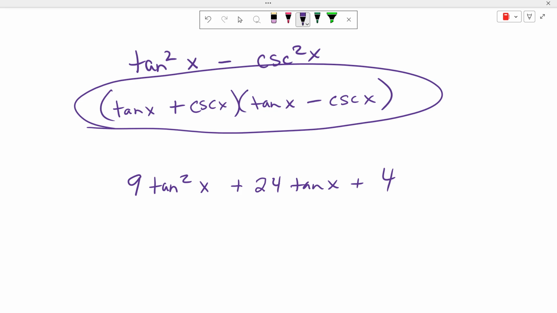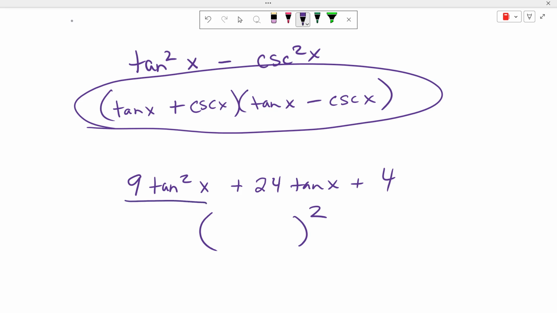Now, if this looks like we have to do the AC method, right? And you could use the AC method if you wanted. But if your first term has a square root and your last term has a square root, it's probably a perfect square trinomial.